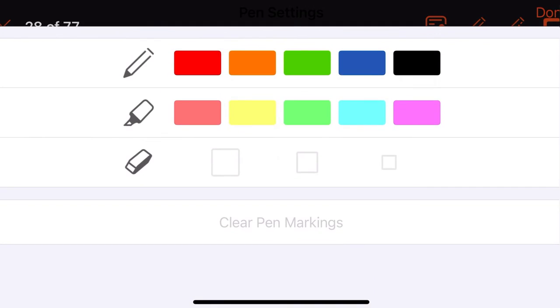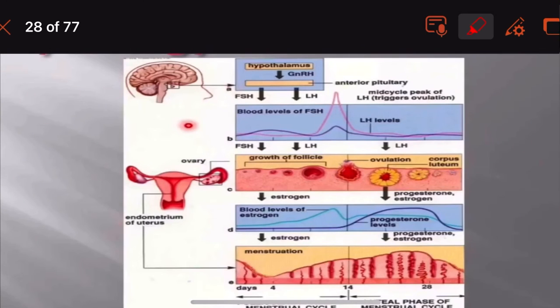I have already discussed this in the previous videos. Here we'll give a quick revision. What happens? The hypothalamus is going to secrete GnRH. This GnRH acts on the anterior pituitary. Acting on the anterior pituitary, it is going to release two hormones, follicle stimulating hormone and luteinizing hormone.